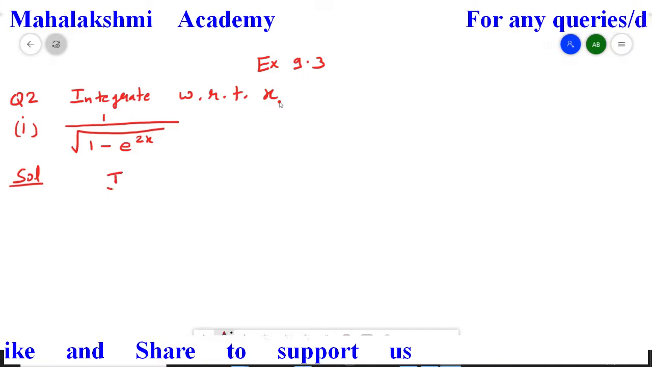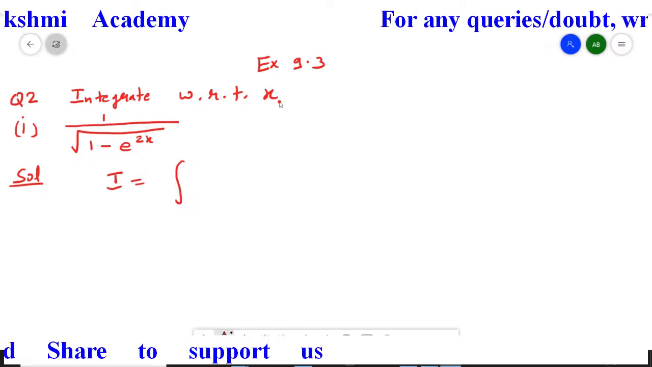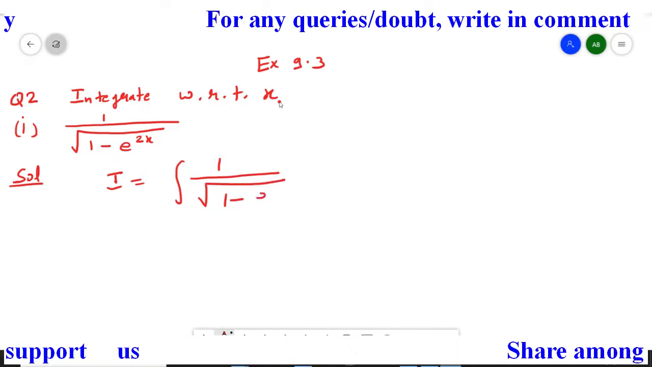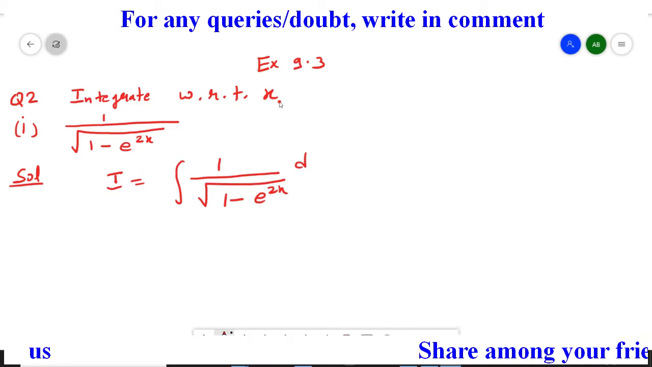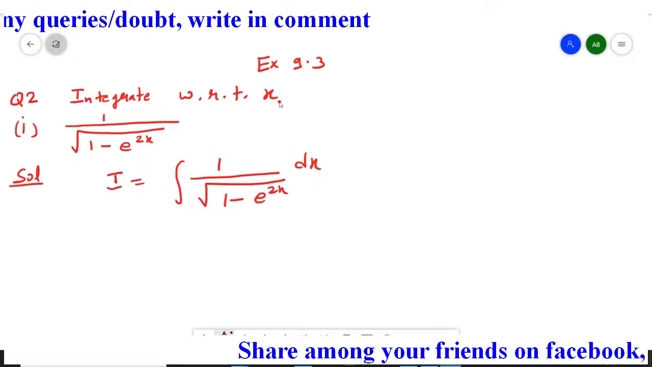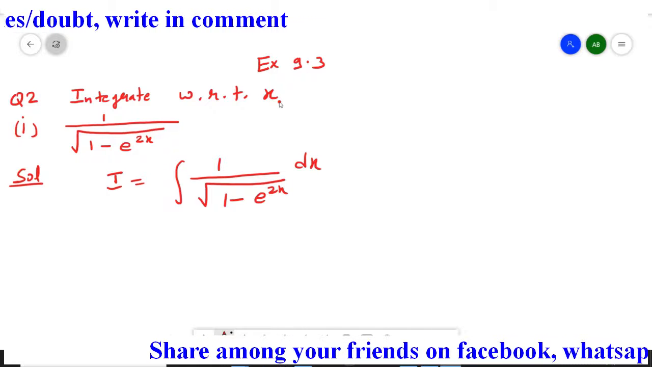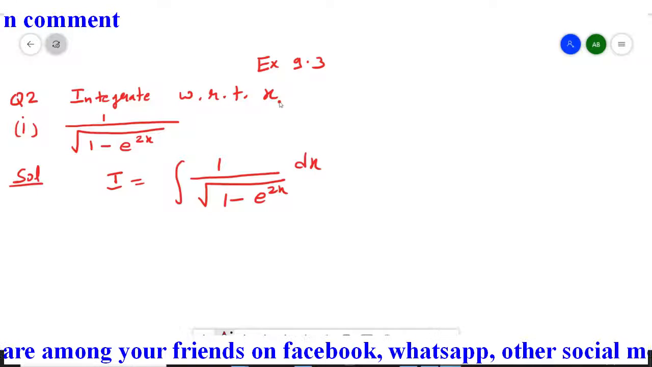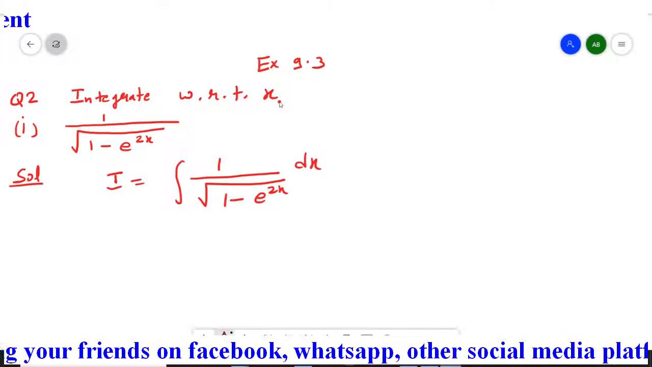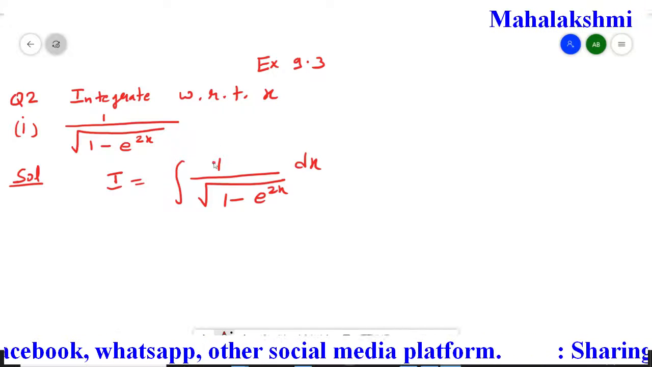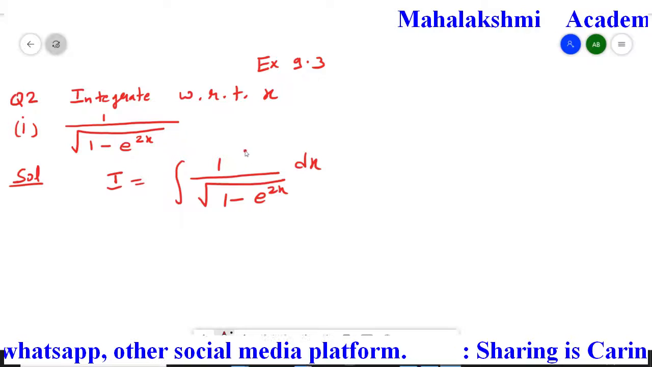First we will assume I is the integration of 1 upon square root of 1 minus e to the power 2x with respect to x. Now in this question we cannot integrate it directly because there is no formula by which we can integrate it. That's why we will opt for the substitution method, and for the substitution method it's compulsory that e to the power exponential should also come in the numerator.